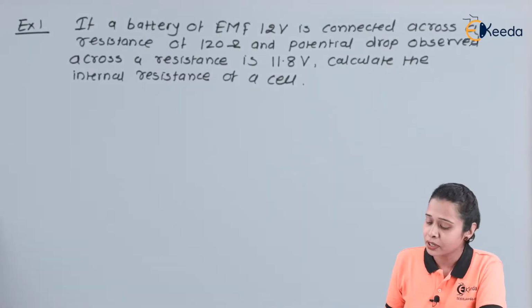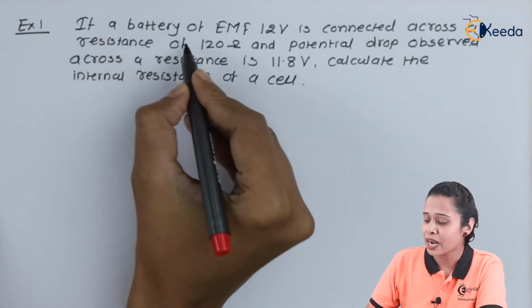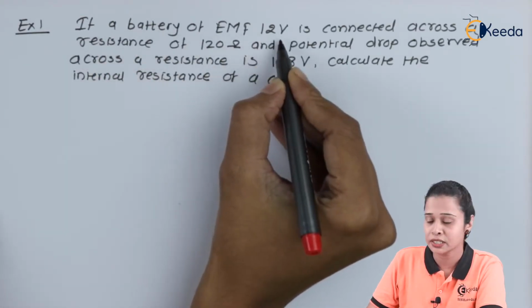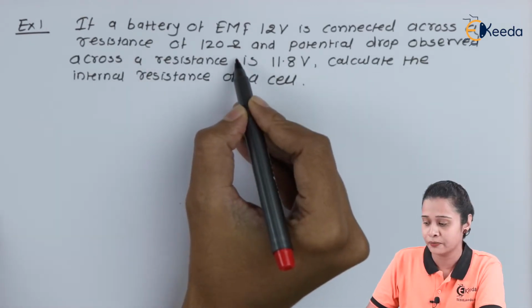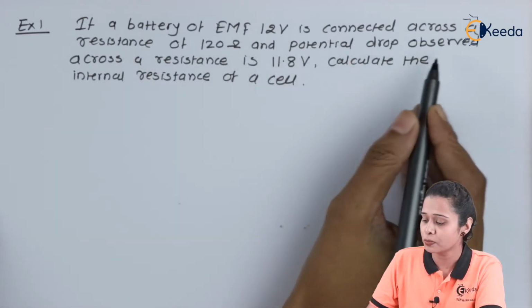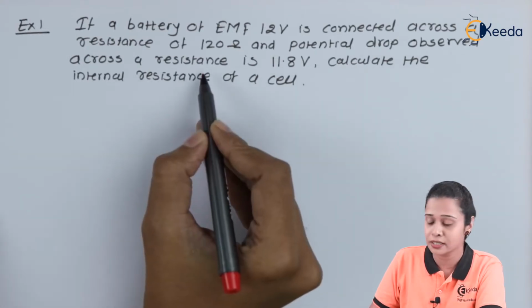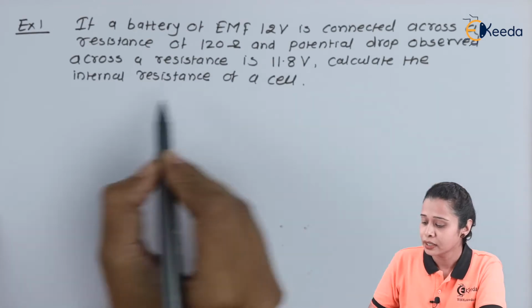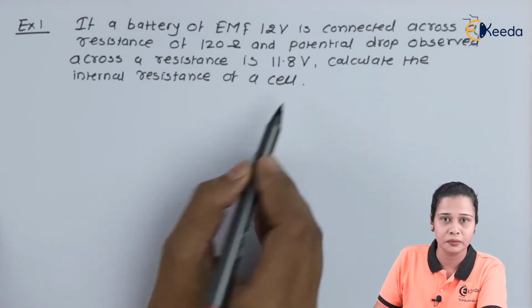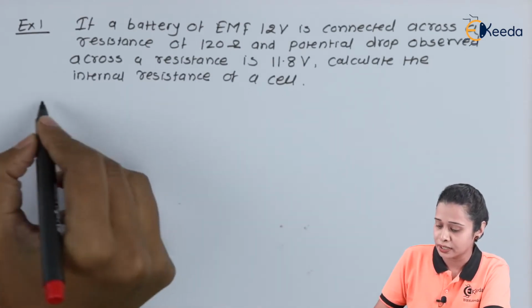Now in numerical number 1 we have: if the battery of EMF 12 volts is connected across a resistance of 120 ohms and potential drop observed across the resistance is 11.8 volts, calculate the internal resistance of cell. So let us start with the given quantities.